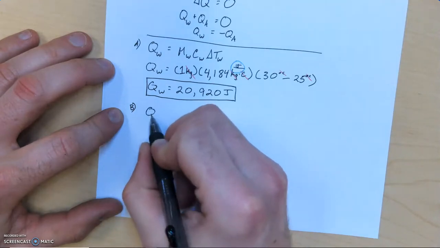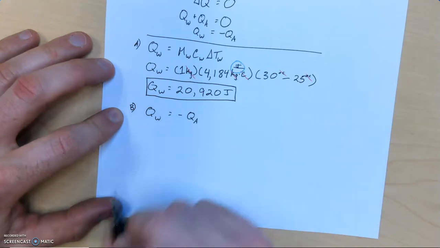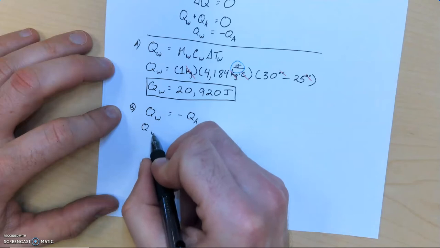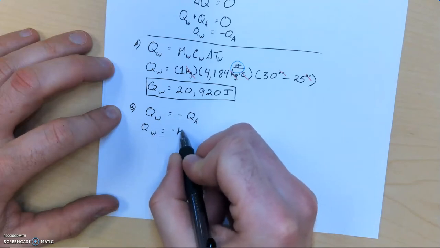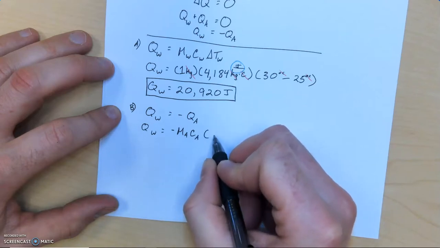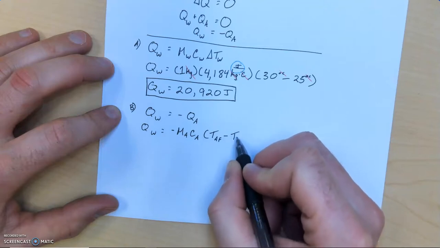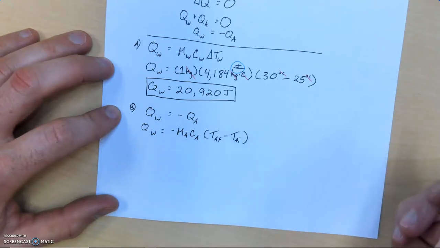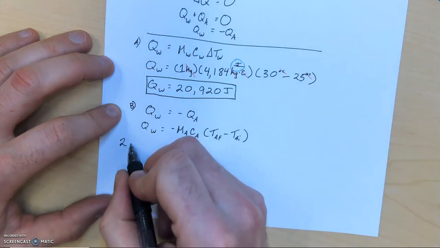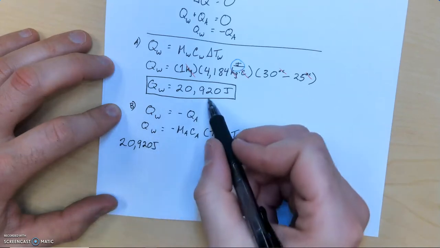So we have the same formula, Q of the water equals minus Q of the aluminum, and we know what one of them is going to be. Let's put everything in there. Equals minus mass of the aluminum times the specific heat of the aluminum times the aluminum final temperature minus the aluminum initial temperature. Right? Fill in what we know. We know the energy transfer was 20,920 joules. That came from right there.